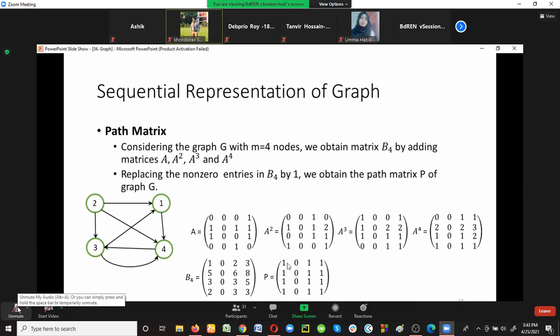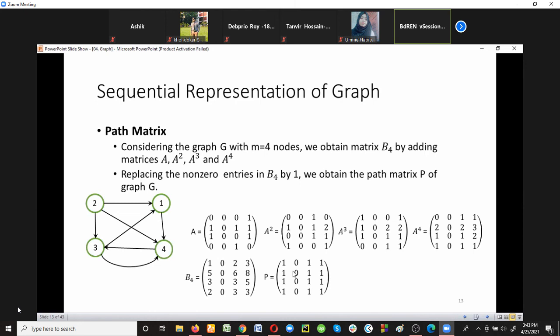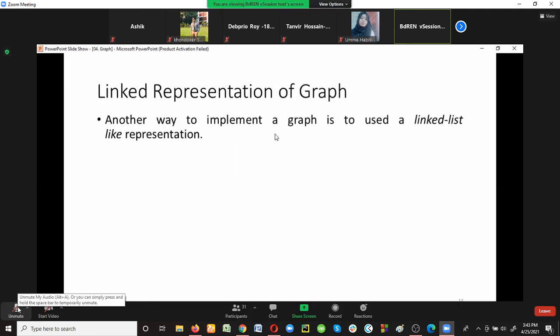There is no loop. So why is the value 1? That means there are some mistakes here. Maybe you put in some wrong value. So please calculate all these matrices A squared, A3, A4 and then add them. Clear? So this is the path matrix.